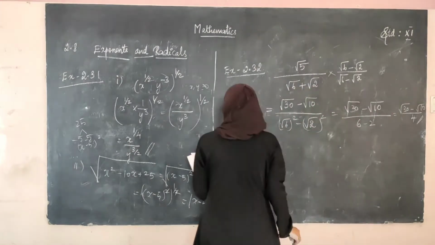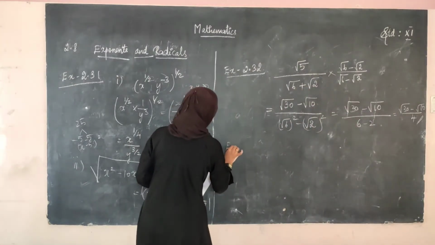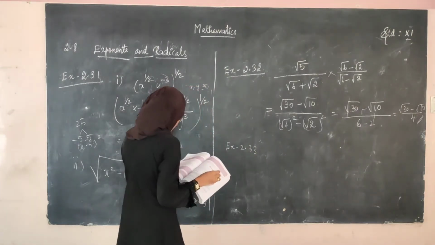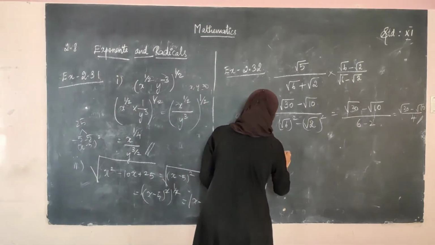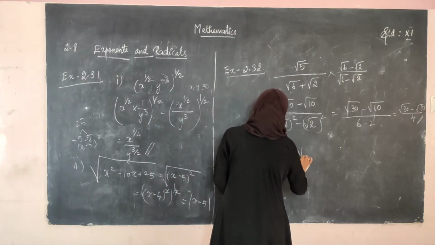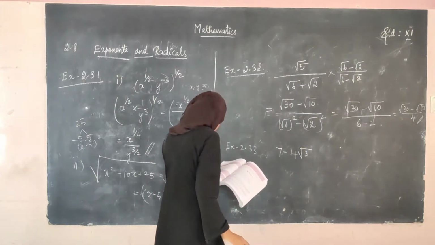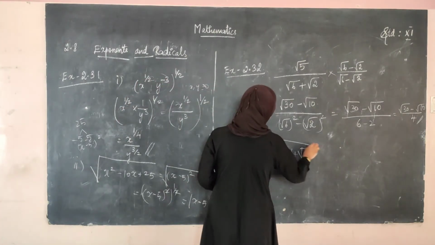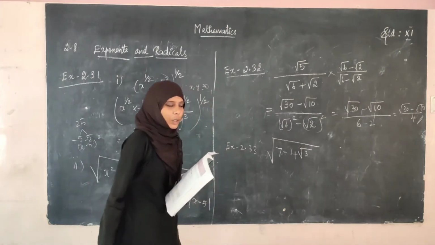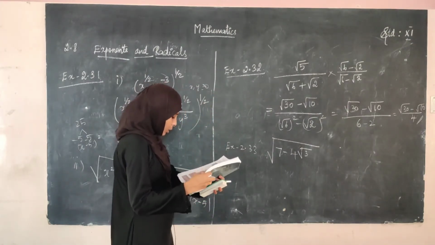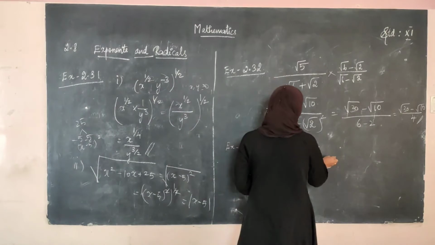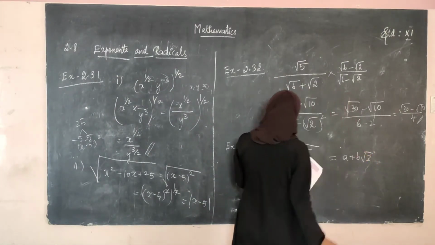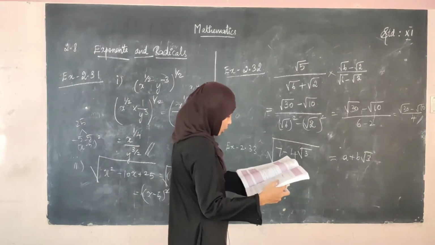Now see the next sum, example 2.33. Find the square root of 7 minus 4 root 3. We have to find the square root of 7 minus 4 root 3. It should be written like this, square root of 7 minus 4 root 3, which can be written as a plus b root 3. So it is in the format of a plus b root 3.